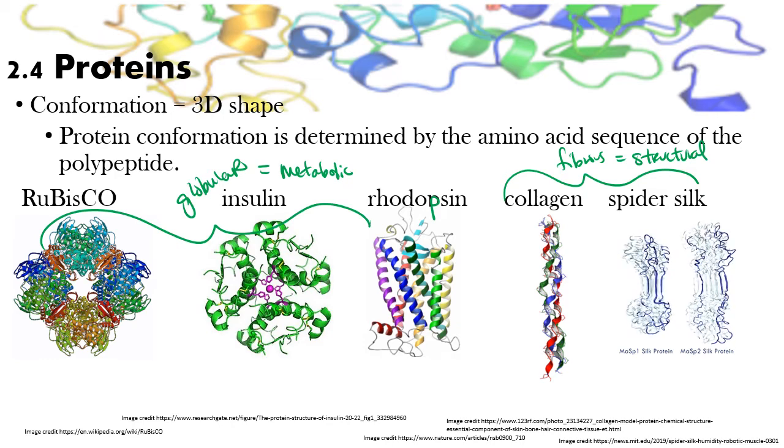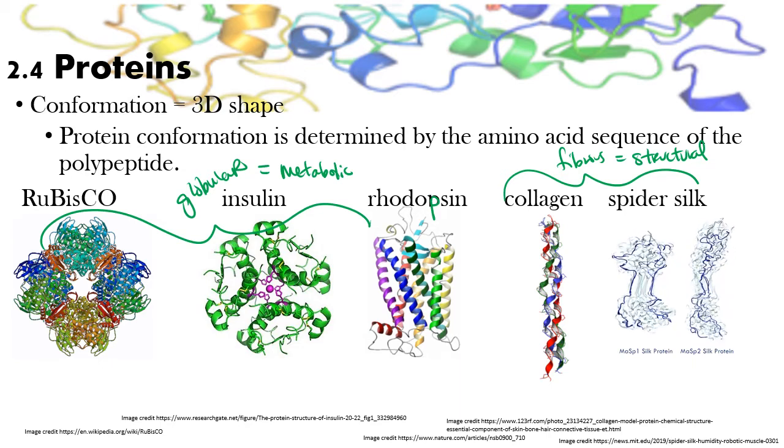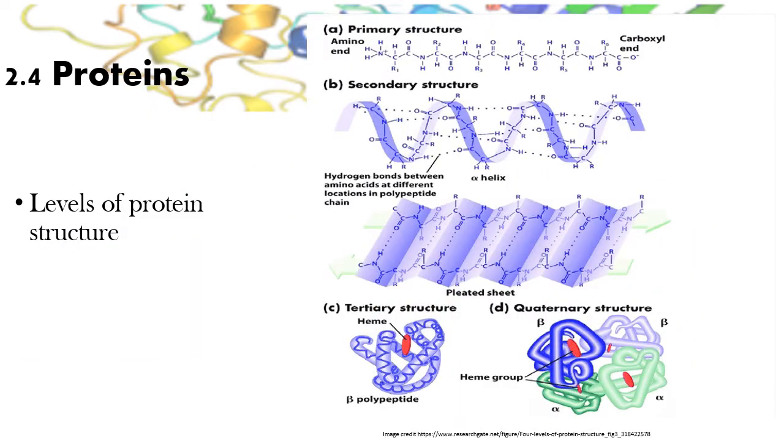We can see that there's a lot of variation amongst all these different protein shapes, and how that protein gets a shape is through 4 different levels of structure. These 4 levels of structure start with primary structure. Primary structure is simply the amino acid sequence. It is the sequence of amino acids from start to end of that polypeptide chain.